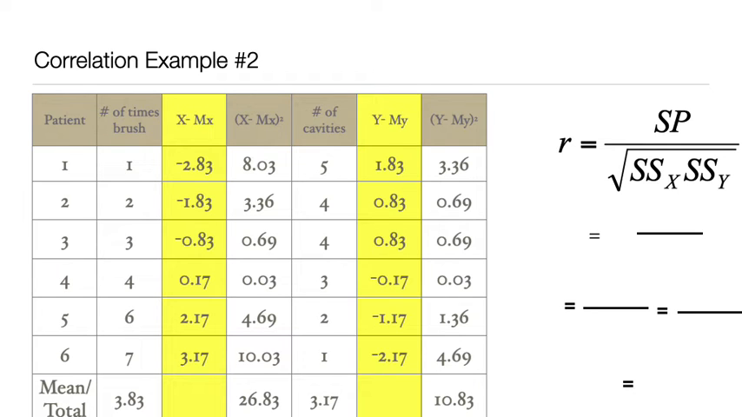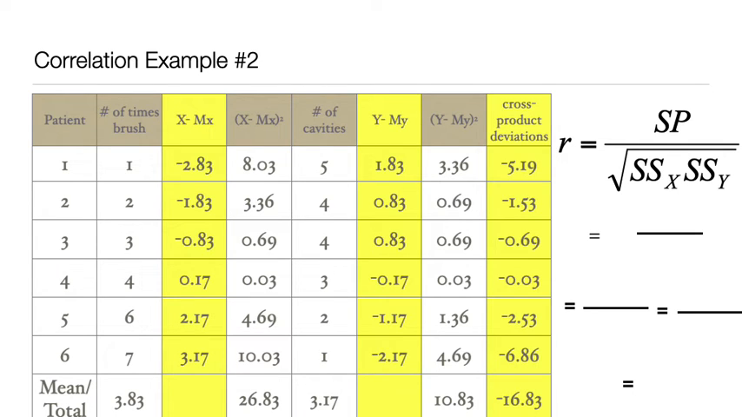We've done all of this before, all along since chapter 4. Our new piece is this sum of deviation products, or the cross product deviations, where we take those deviation scores before we square them and multiply them together. That's why I have these columns highlighted in yellow. We take the deviation score of negative 2.83 and multiply it with the deviation score for y of 1.83, and that gives us a cross product deviation of negative 5.19. We do that for each of the 6 patients and then add those values together. That gives us our sum of cross product deviations of negative 16.83.